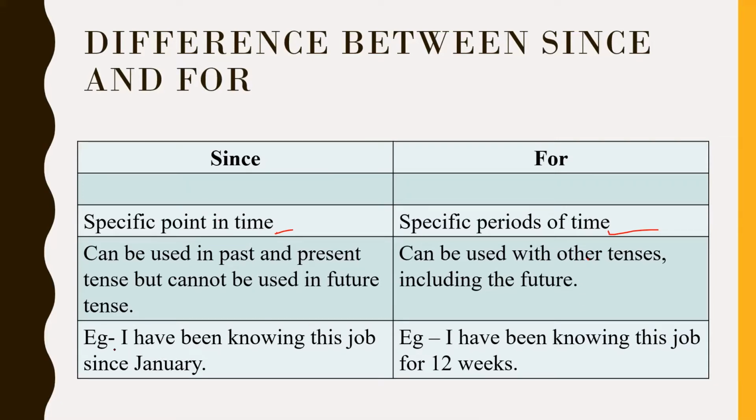Example of since: I have been knowing this job since January. This is a specific point in time. And for example, I have been knowing this job for 12 weeks. Here it is telling the duration, a period of time.